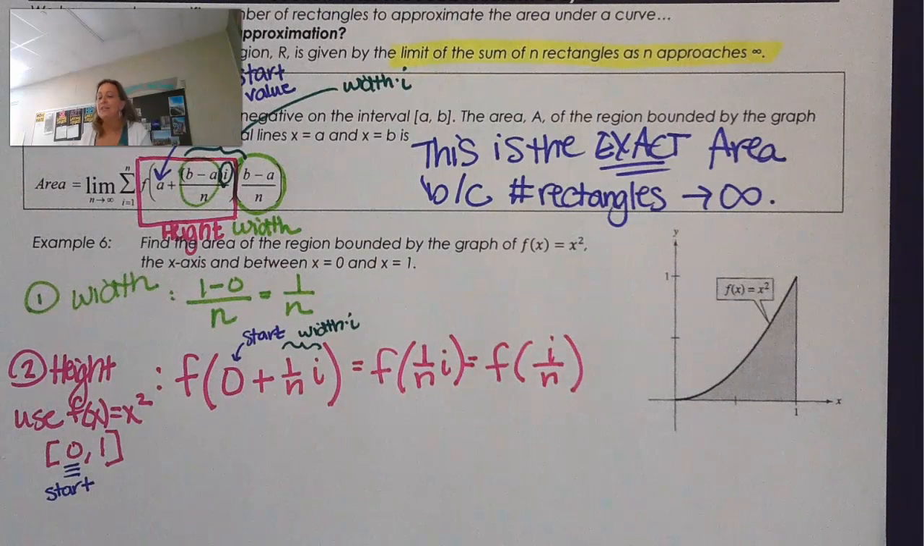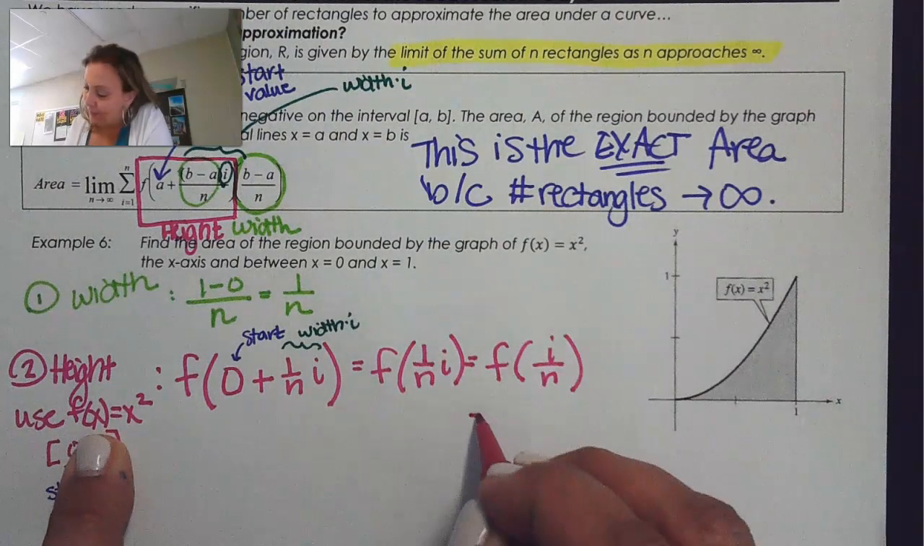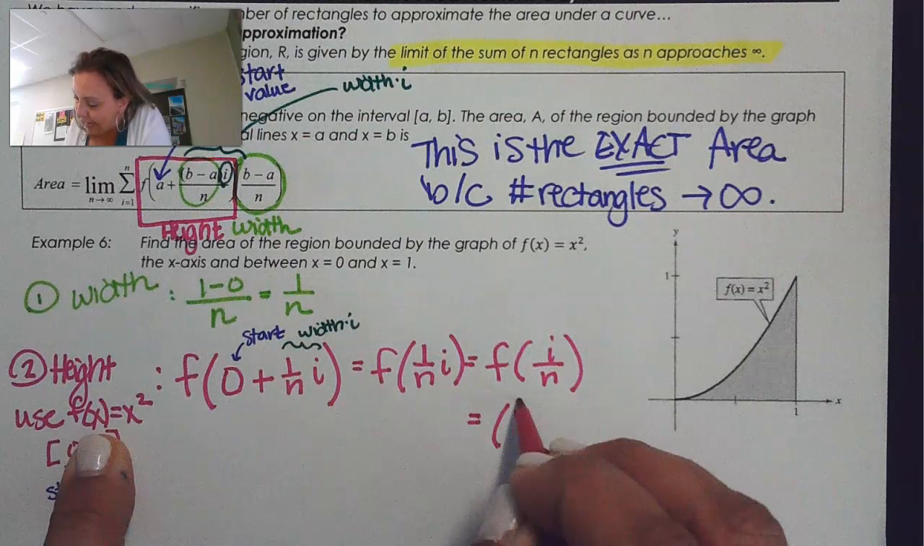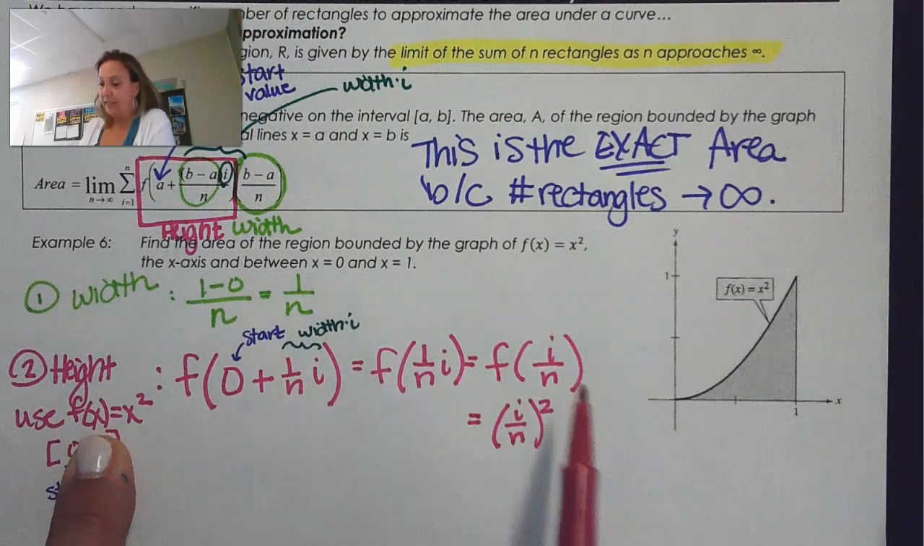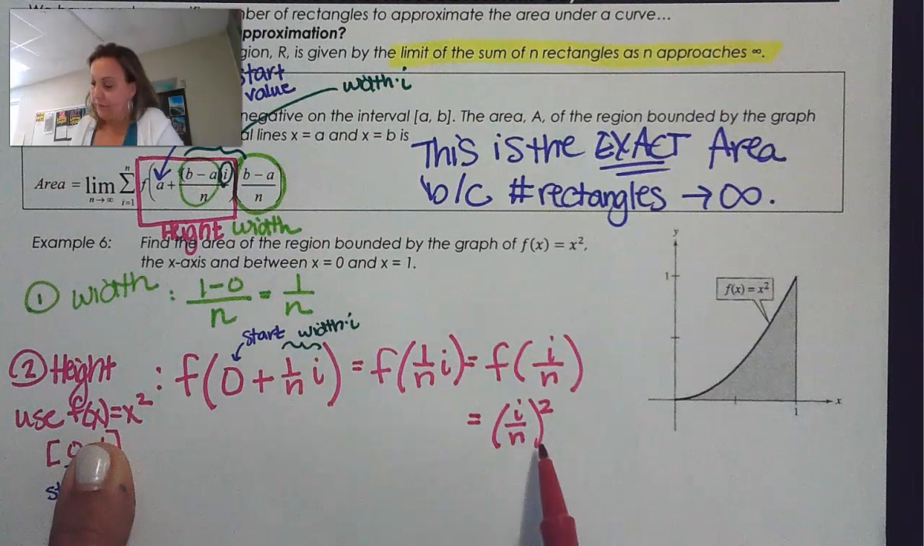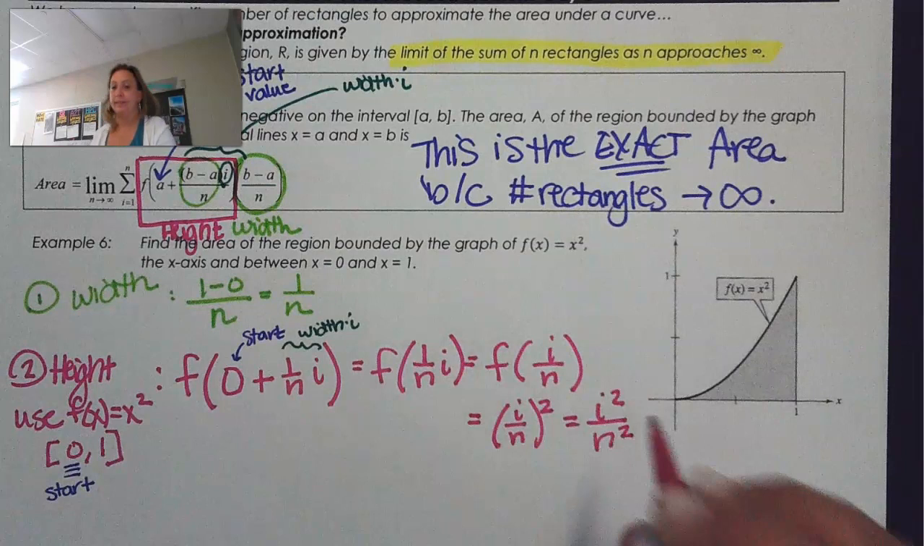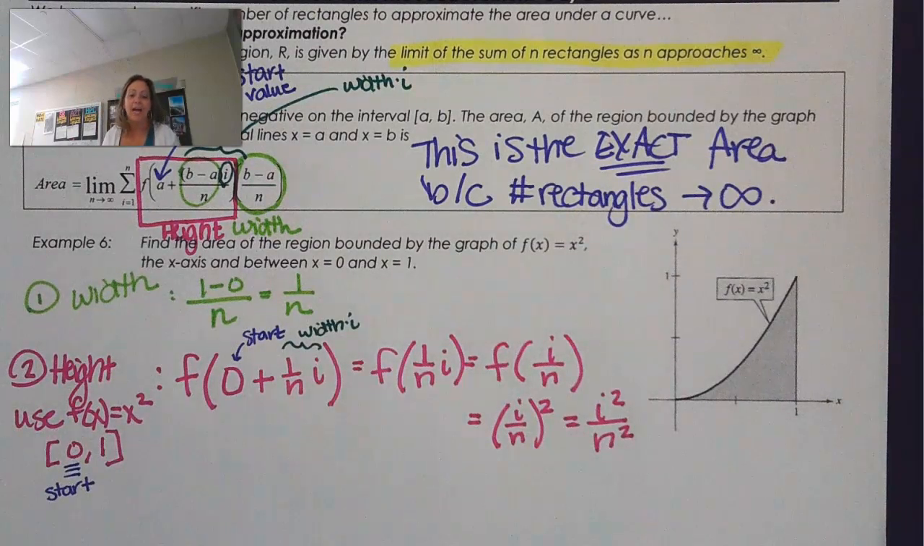Okay? And so let's actually evaluate that. Let's use the function f of x equals x squared. That means this is going to be the same as i over n squared. See how I just replaced the x with the i over n? And so then we're going to have i squared over n squared. Okay, so that's the height of our rectangle.